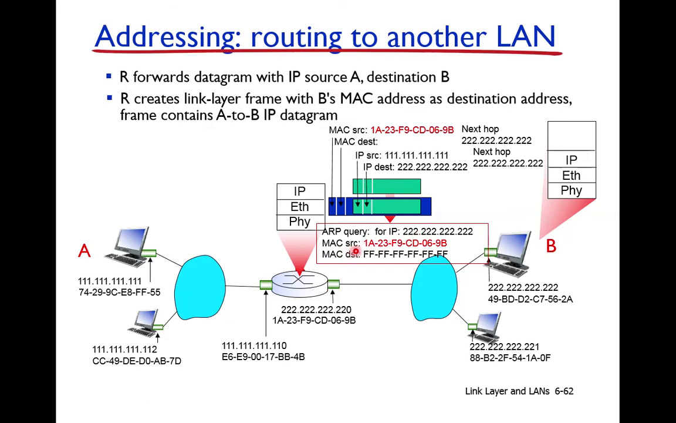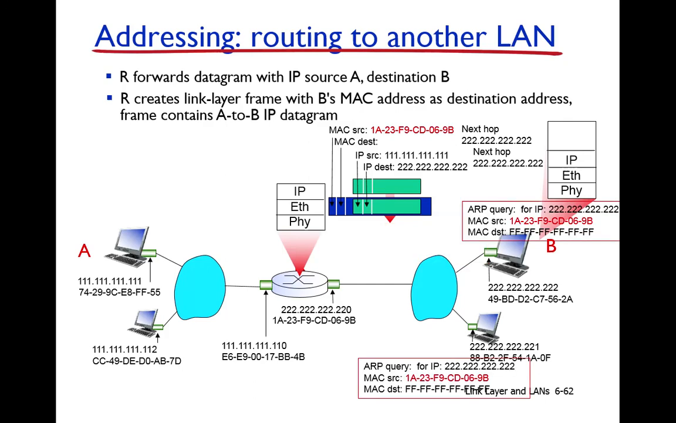This time the MAC source address is this one, and the destination will be FF because it is for everyone. And the query is for IP address 222.222.222.222 because this is the next hop. This means that this node is looking for the MAC address of IP address 222.222.222.222. It will be broadcasted over the LAN.